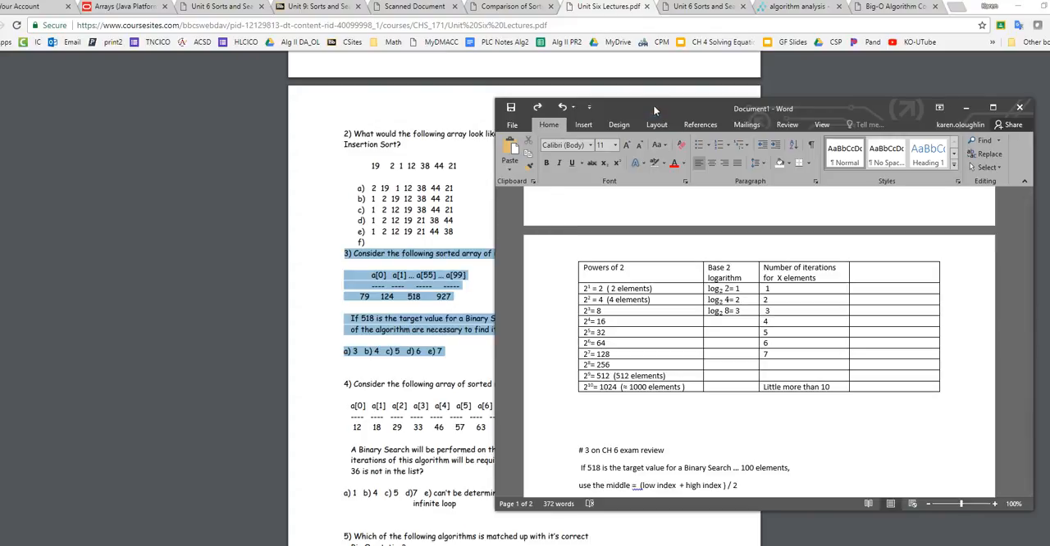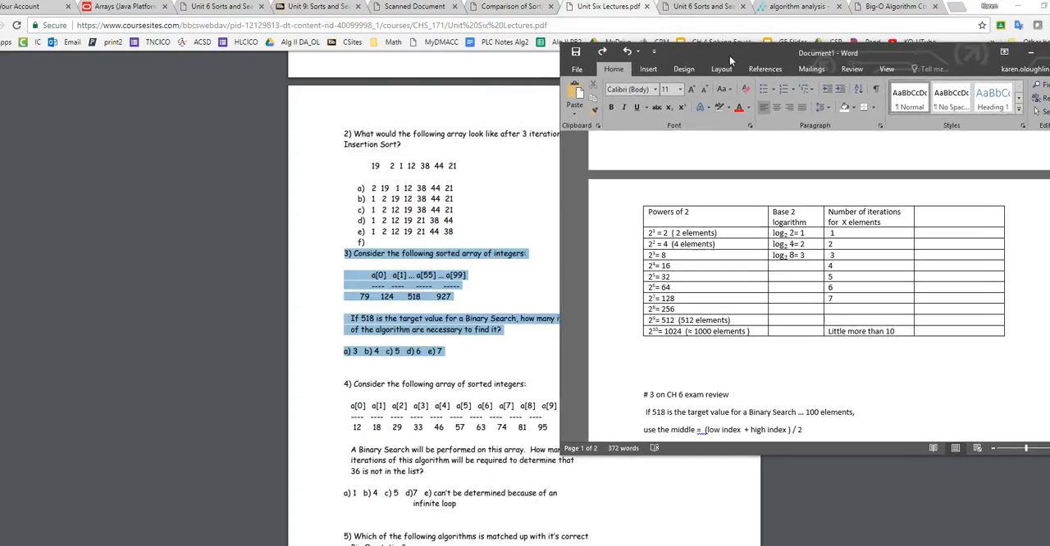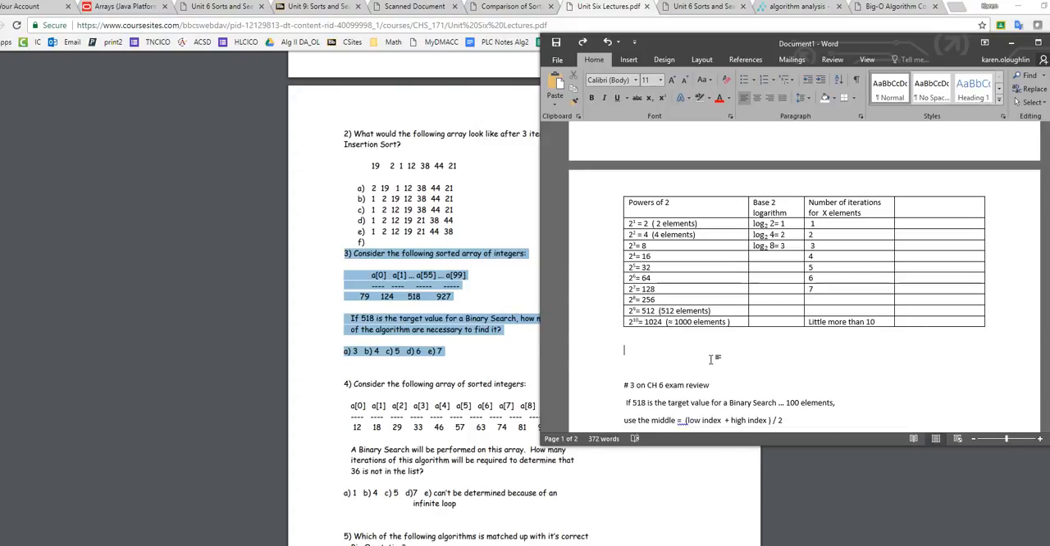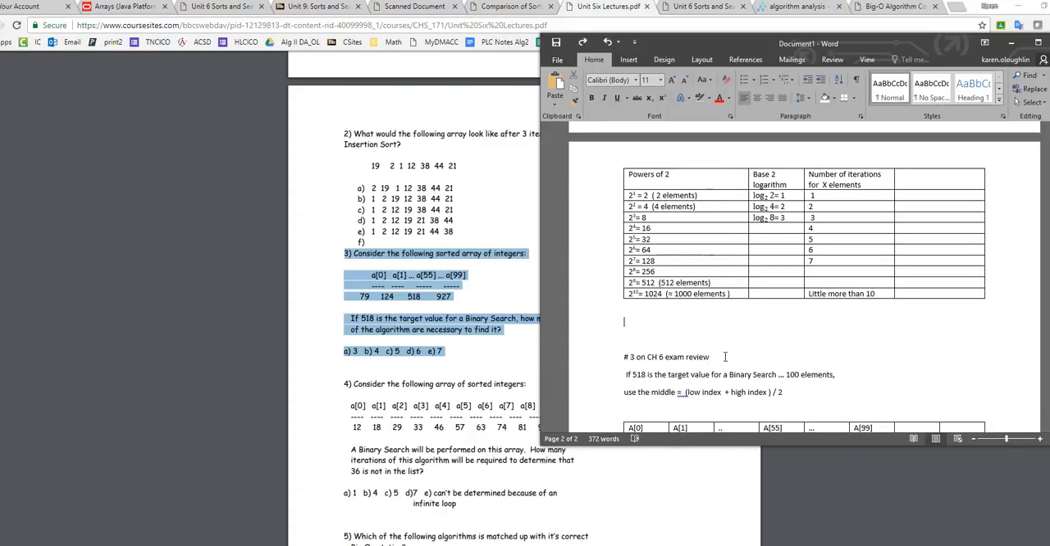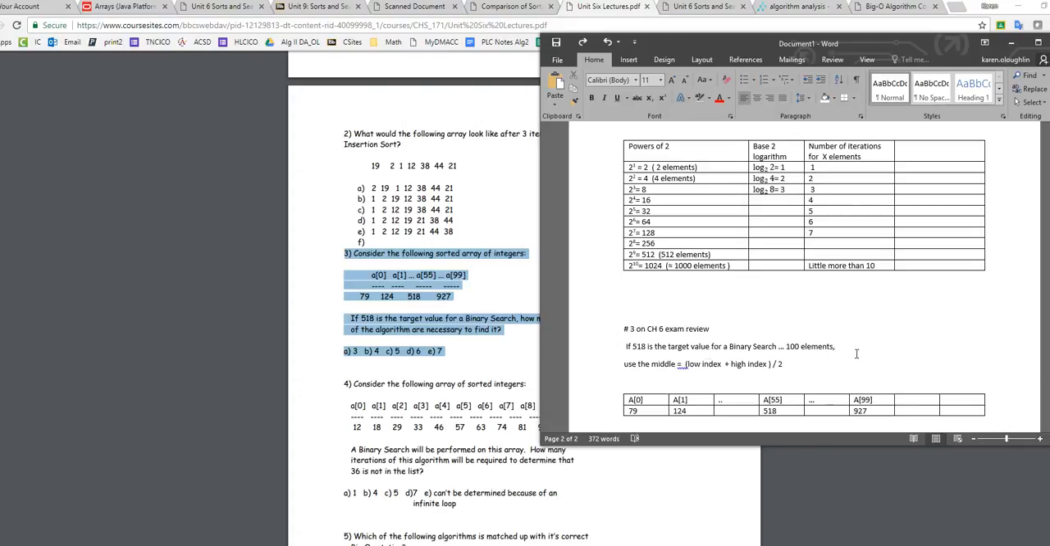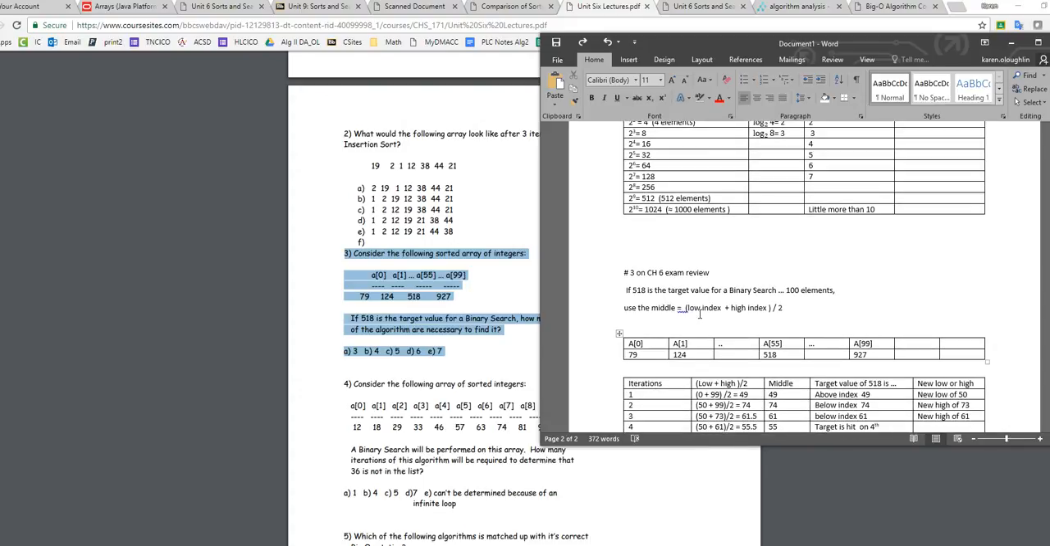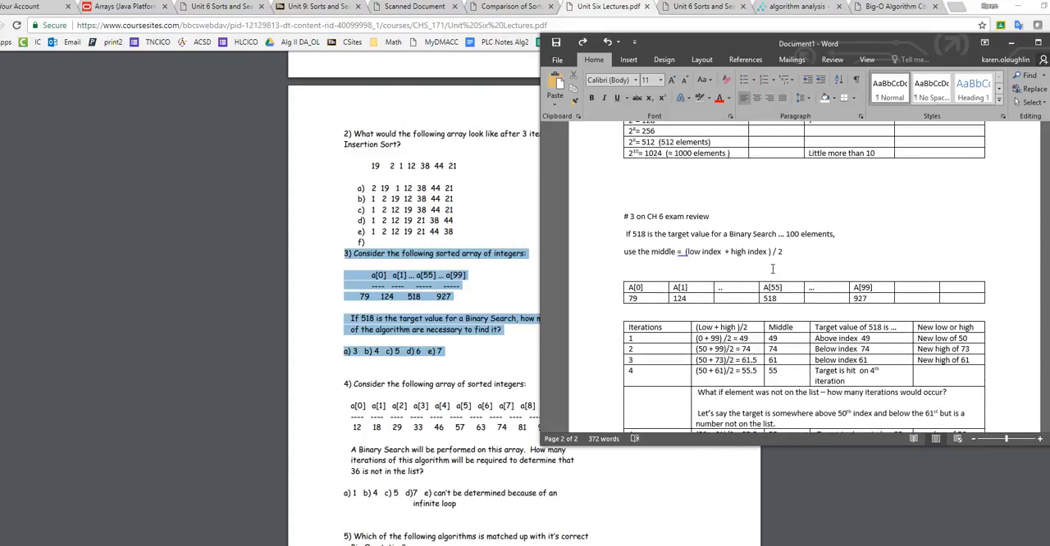So on this question number 3 that's over here on the left, it's asking how many iterations, specifically how many iterations to find the 518. So we're going to use the algorithm, which is you take the low index plus the high index, divide it by 2, integer division, and some of them I've calculated exactly, some of them I haven't. But because it's integer division, it's always going to truncate. So here's what's going to happen. Our low index is 0, our high index is 99, divide that by 2, we get 49.